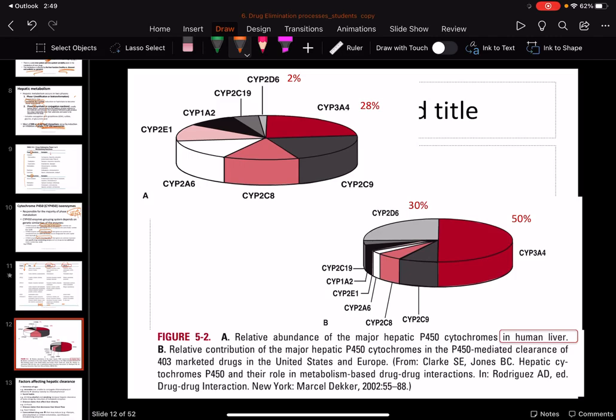For this graph, in A, if we are talking about the presence of the majority of the CYP450 enzymes, we can find that CYP3A4 covers 28% of the enzymes in the human liver. 2D6 is 2% of the enzymes, compared to, for example, 2C9, which is one of the major enzymes in terms of abundance.